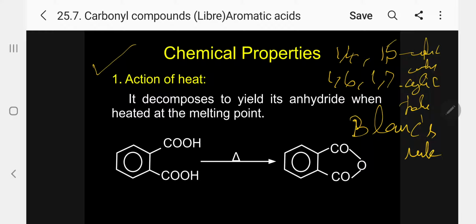In this case, considering phthalic acid, this is 1, this is 2, this is 3, this is 4, so this comes under 1,4. So 1,4 means the corresponding anhydride. This is phthalic anhydride, a cyclic anhydride. It decomposes to yield its anhydride when heated at the melting point. Please follow, it obeys Blanc's rule.